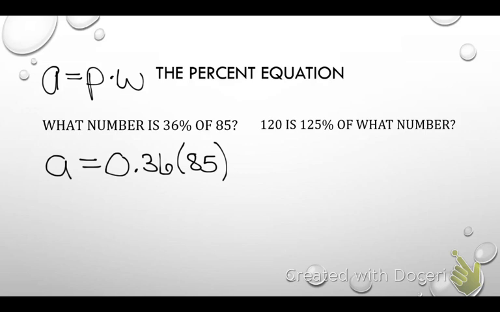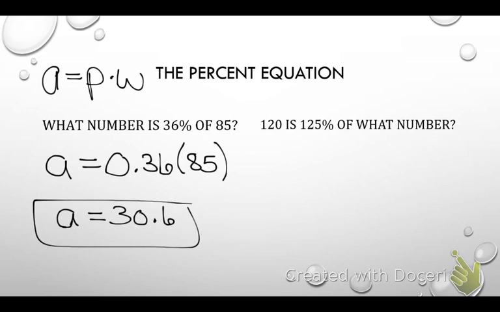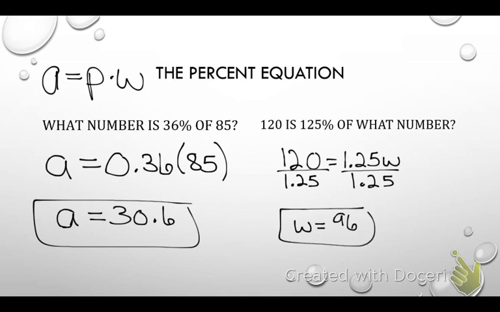All right, so what's 0.36 times 85? 30.6. Yep, and that's my A. Okay, so now solve the second one. Right, so 120, is that my A or my W on the second one? It's my A. What do I have to do to 125%? 1.25 W. Now what do I do to solve for W?